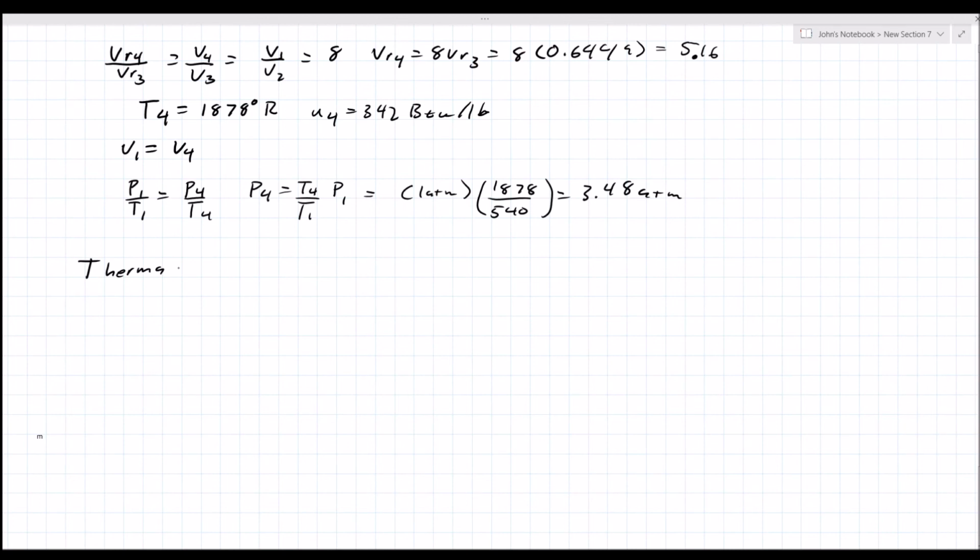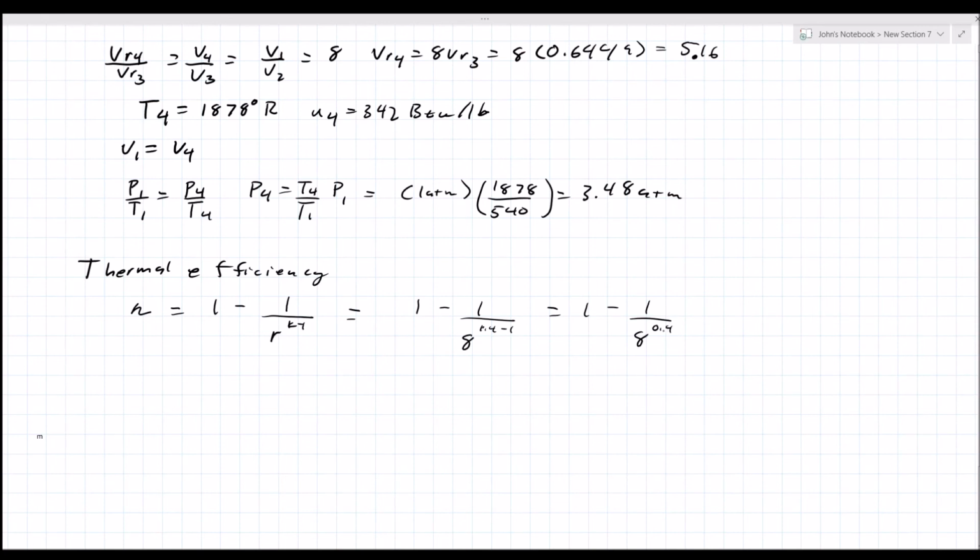Thermal efficiency. Well, this is cold air standard, so we can use the equation η is equal to 1 minus 1 over R to the k minus 1. Well, that's 1 minus 1 over 8 to the 1.4 minus 1, which is 1 minus 1 over 8 to the 0.4.